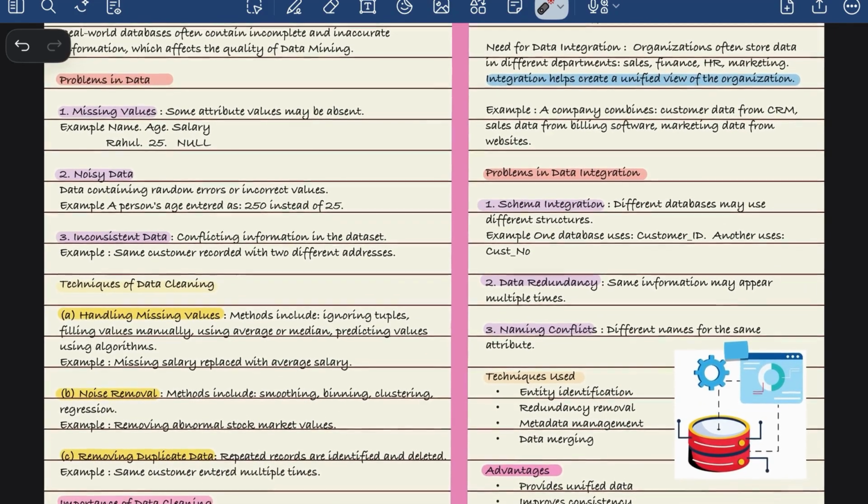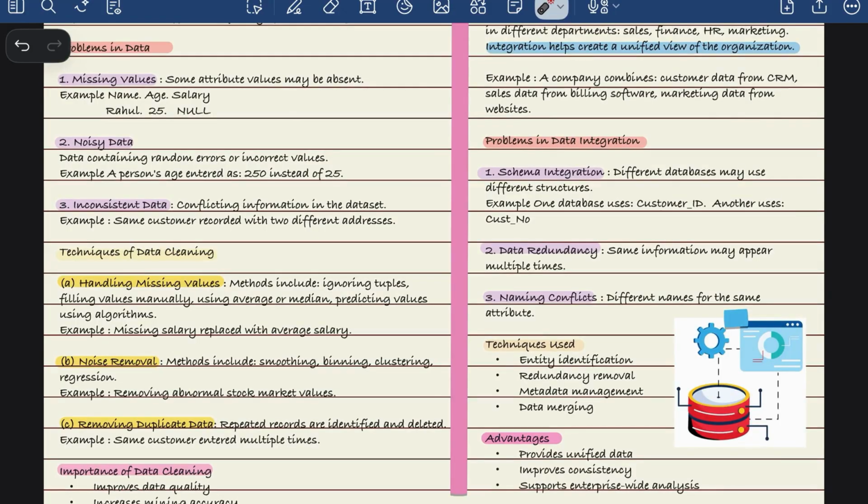So there are a few techniques that are used to handle data cleaning. So first is handling missing values. It is very important that either we manually fill these values, or we use the average. We use the mean, median or mode to fill up the values which are not existing, right? And we can also predict the values using a machine learning algorithm depending upon our data set.